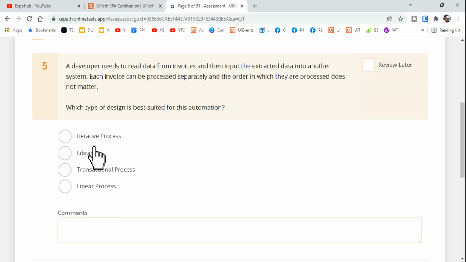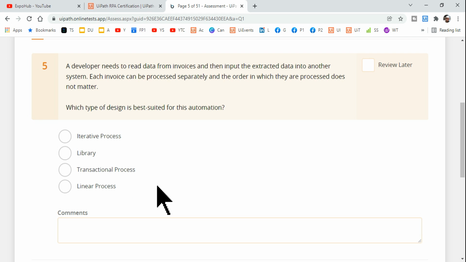Right now, let's see what should be the right answer for this question. A developer needs to read data from invoices and then input the extracted data into another system. Each invoice can be processed separately and the order in which they are processed does not matter. Right, so the order in which you are going to process the invoices does not matter. That is the theme of your question. Which type of design is best suited for the automation? Are you going to go with iterative process, library, transactional process, or linear process?